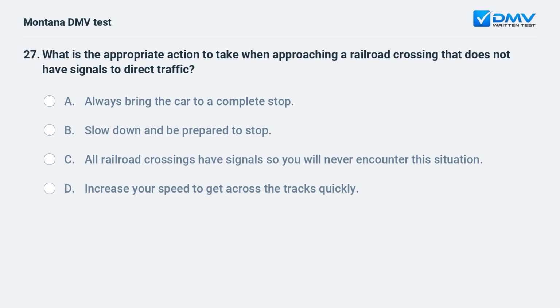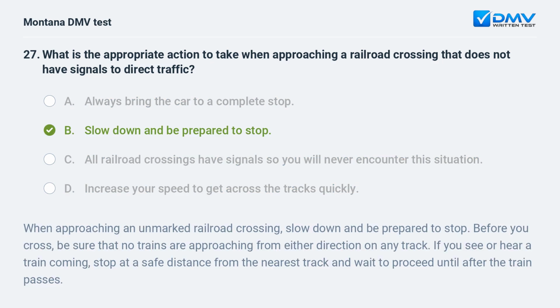What is the appropriate action to take when approaching a railroad crossing that does not have signals to direct traffic? A. Always bring the car to a complete stop. B. Slow down and be prepared to stop. C. All railroad crossings have signals, so you will never encounter this situation. D. Increase your speed to get across the tracks quickly.